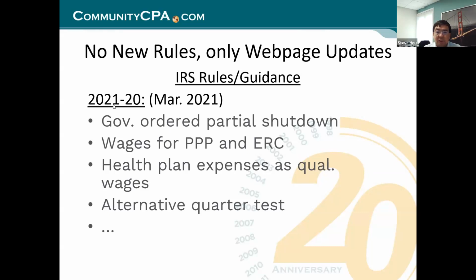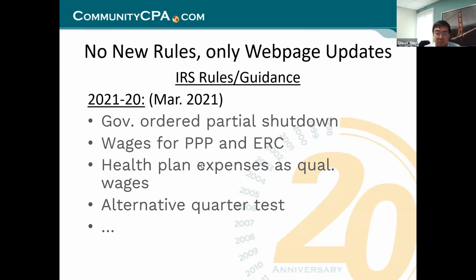And so the first one is IRS Notice 2021-20, and that was published in March of 2021. Okay, so in that notice, there are some further clarifications about what is meant by a partial shutdown by a government order. So you know how to determine if a government order put a business in a partial shutdown, and it also clarifies some details about how to coordinate between the PPP and the ERC programs so that you don't double dip between the two programs.